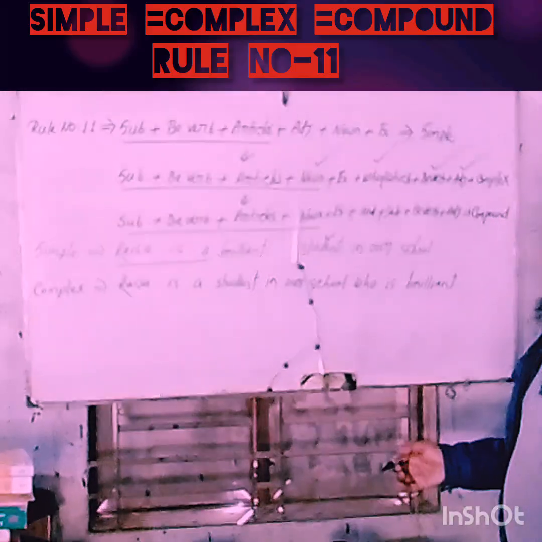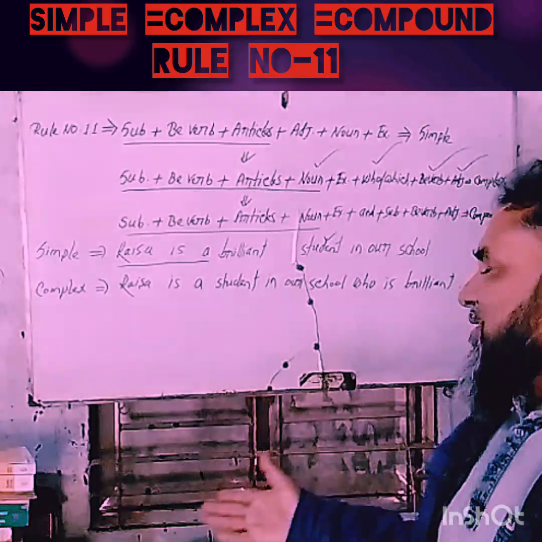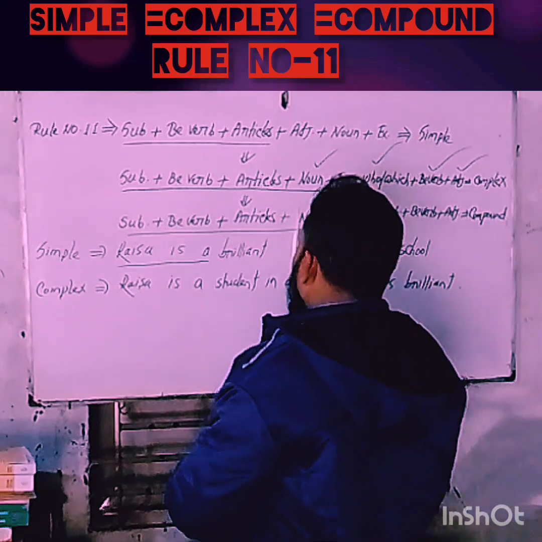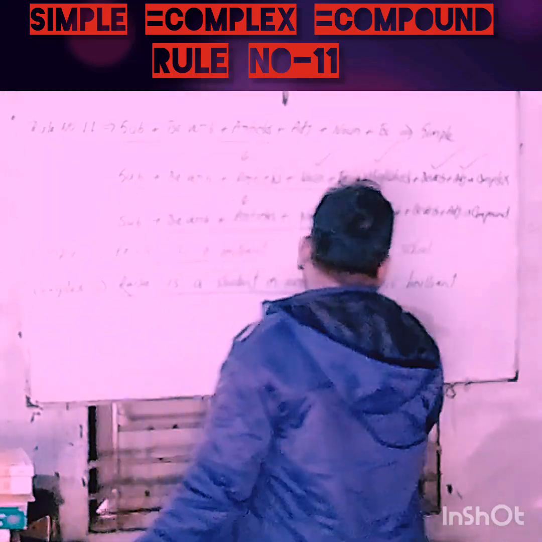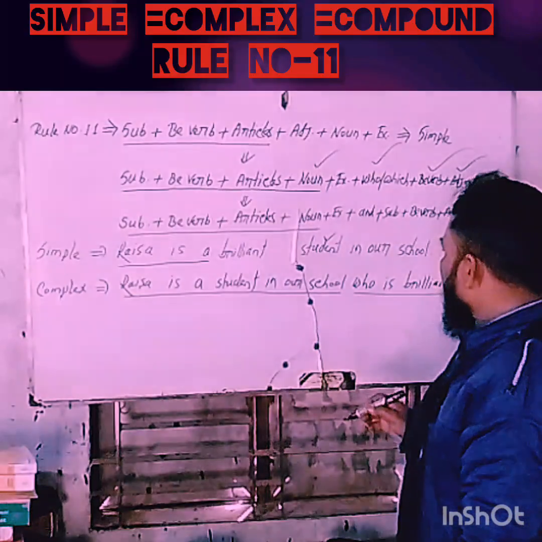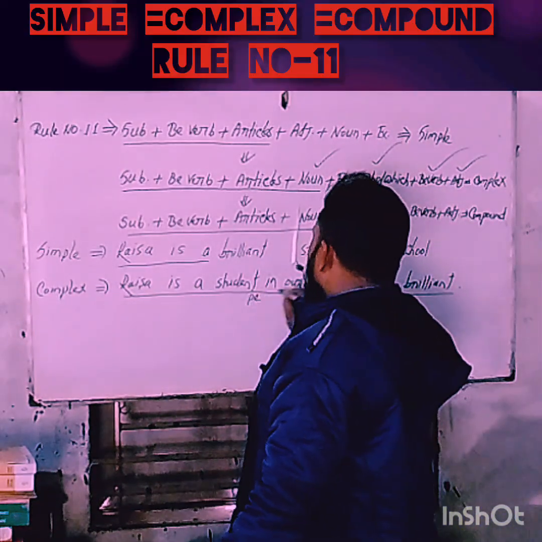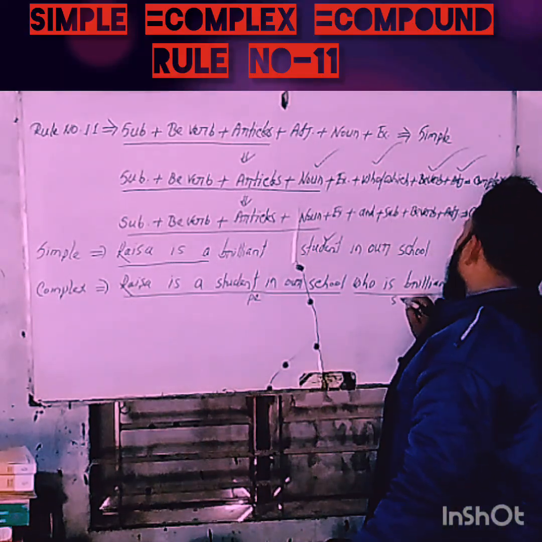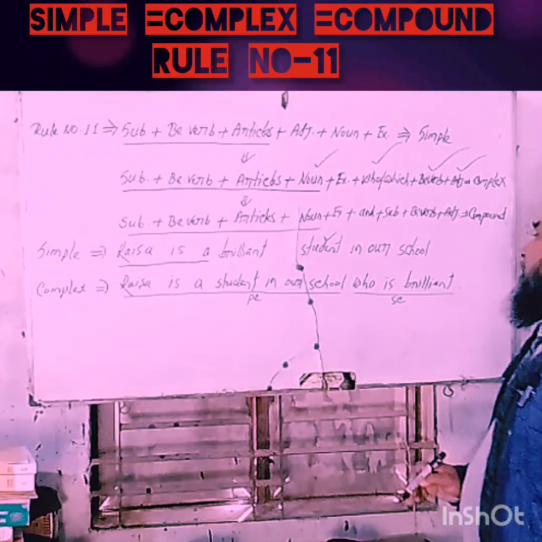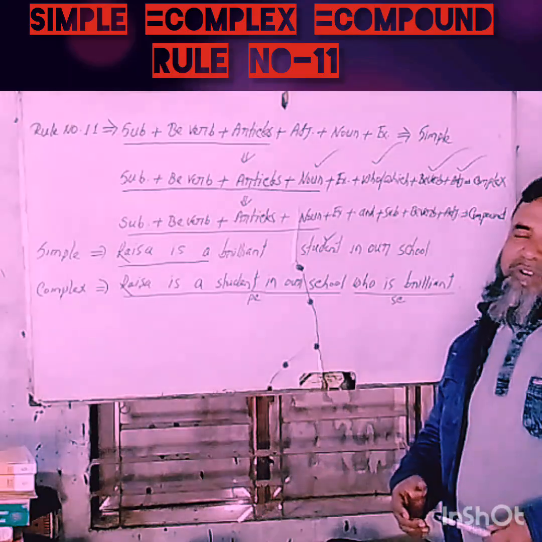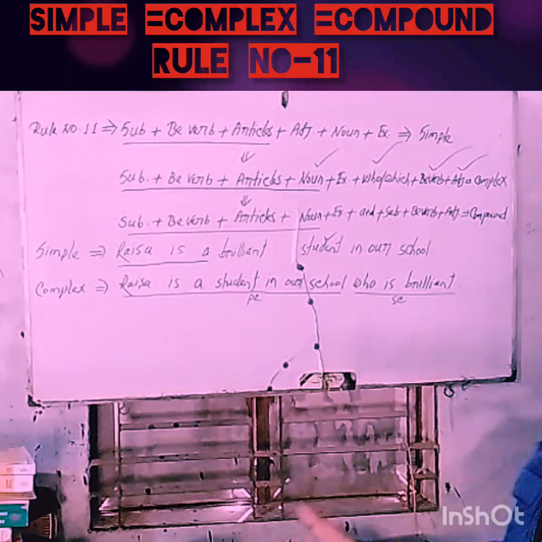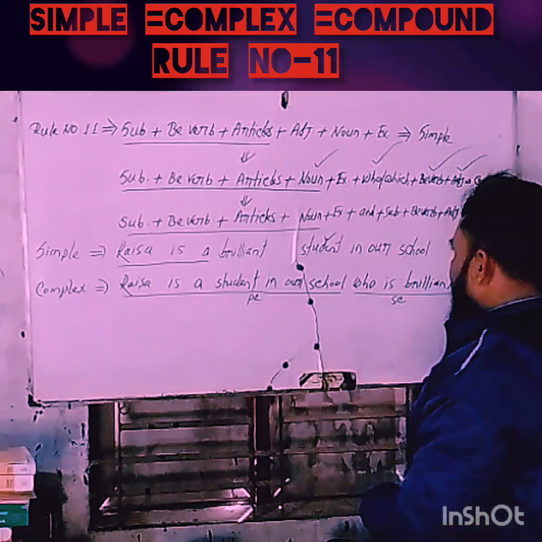Already we can see, my dear learners, that this sentence has been changed into a complex sentence because this sentence has a principal clause and a subordinate clause. And according to the definition of a complex sentence, we know that, my dear learners, a complex sentence is a type of sentence which has a principal clause and a subordinate clause. Hope that you have understood clearly.